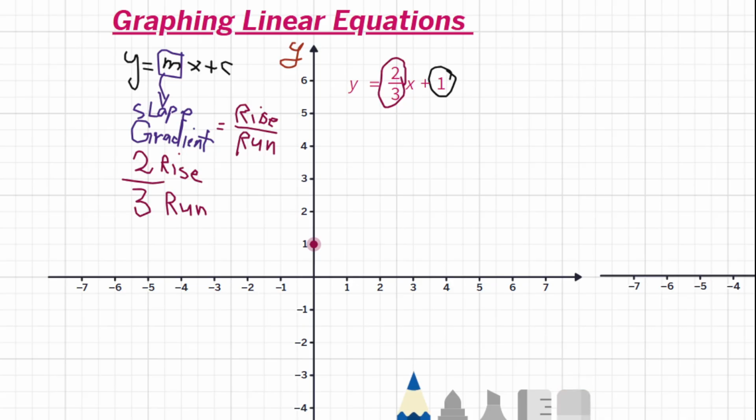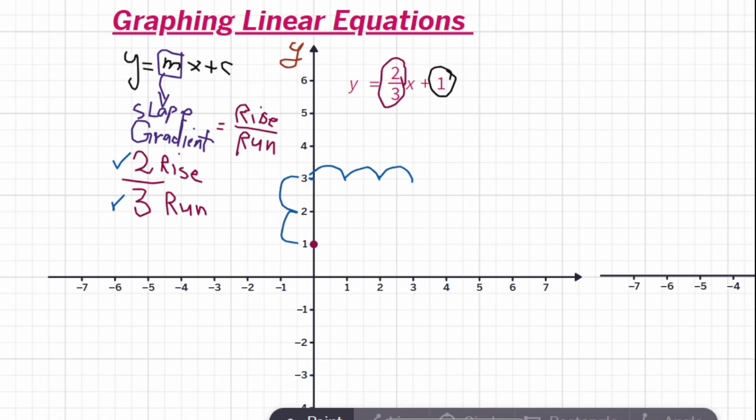So let's do that. Rise 2 means jump up 2. So you ready to jump? That's the first one and that's the second one. So we did rise 2. Good. So now we run 3. From this point we run 1, 2, 3. So we run 3. That means we now have 2 points.